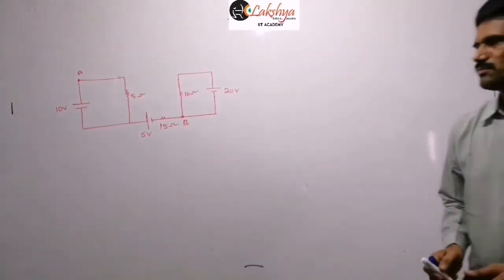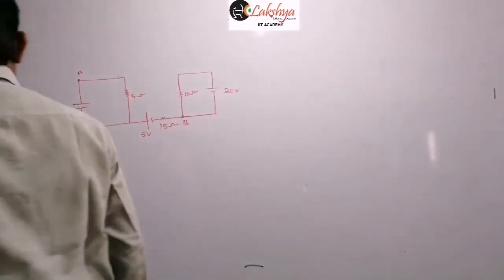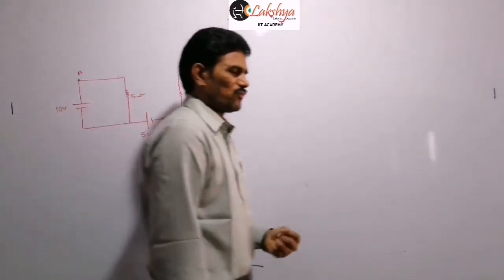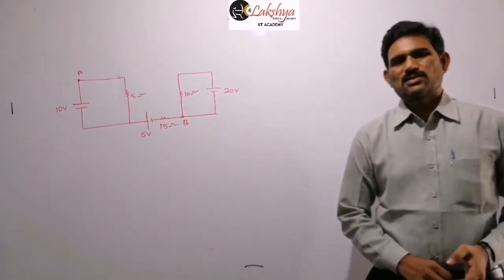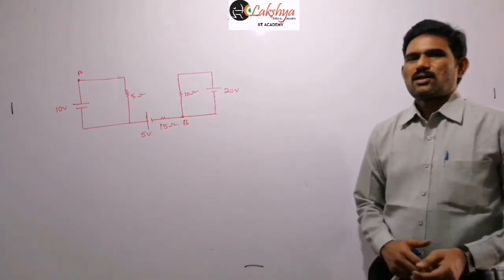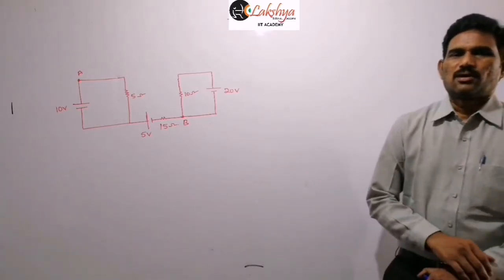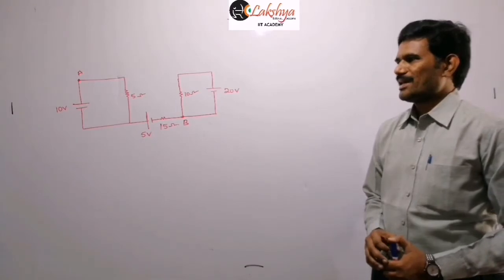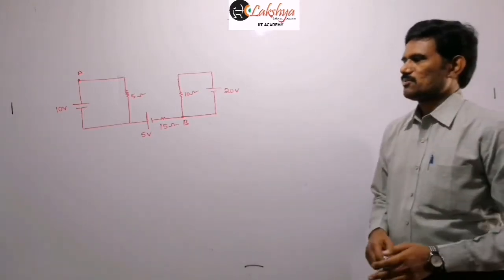So note that circuit. In the circuit shown in figure, find the current flowing through the 15 ohm resistor, and also find the potential difference between points A and B shown in the figure. Potential difference between the points A and B shown in figure.